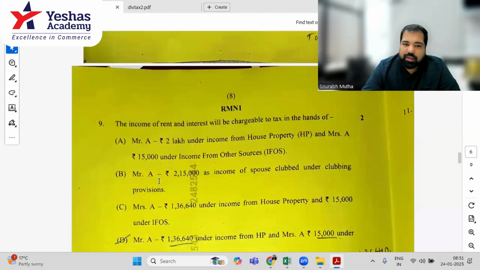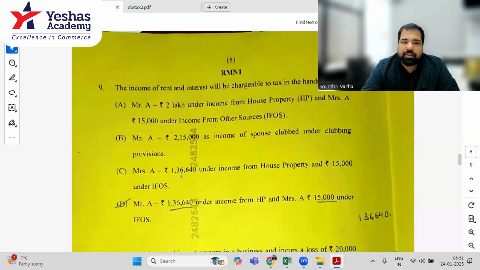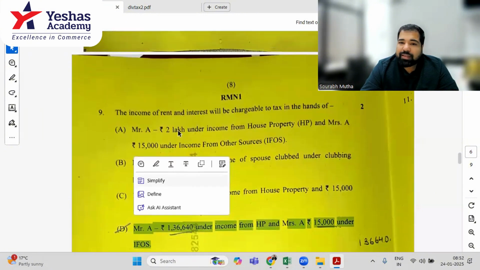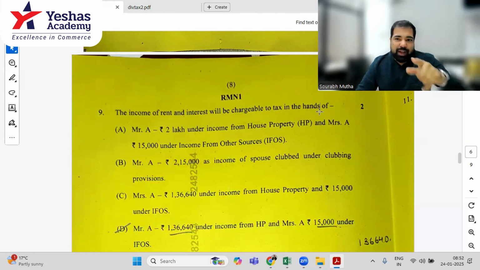Mr. A 2 lakh, wrong answer. Mr. A 2 lakh 15, wrong answer. Mrs. A 1 lakh 36, wrong answer. Mr. A 1 lakh 36,640 under house property, and Mrs. A 15,000 under IFOS. Very simple. You get 2 marks for such a simple one. So I know the paper was tricky, but it has elements like this, which is very, very, very simple.